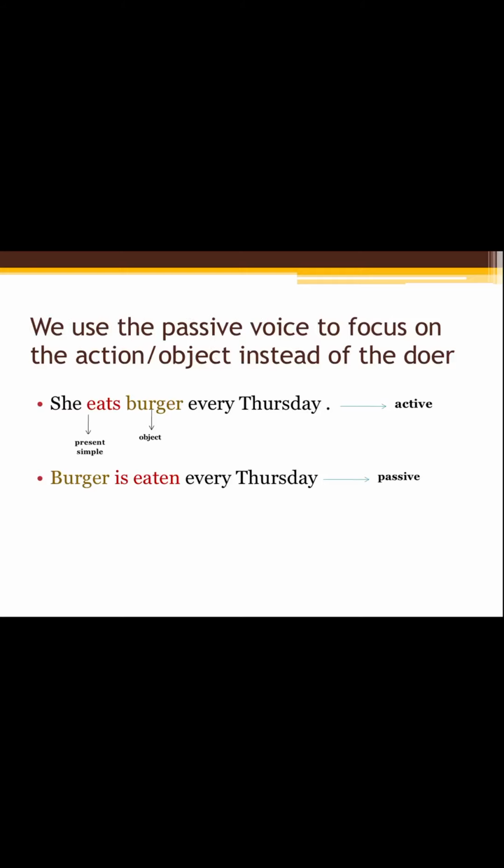هلا we can add مثلا by her at the end of the sentence. يعني ممكن نحكي burger is eaten every Thursday by her, but it's not necessary. يعني if we want to say who did this thing, okay? But the main point of the passive sentence is to focus on the action or the object.